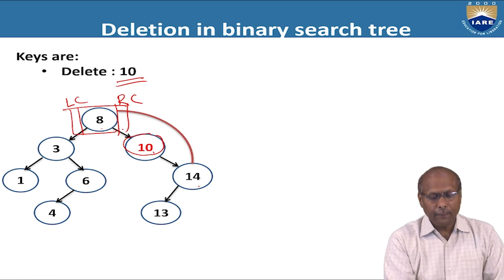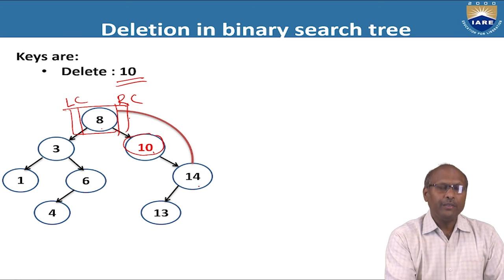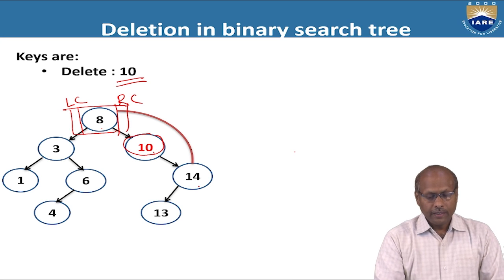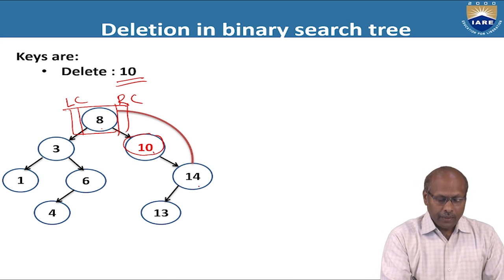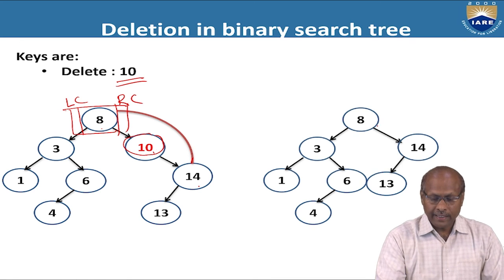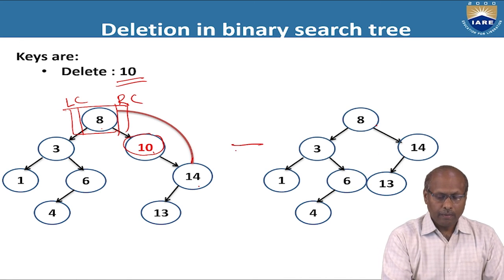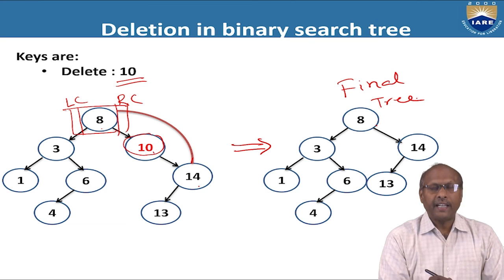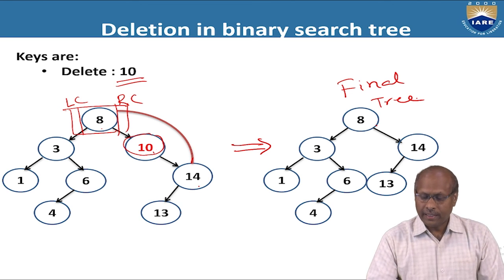As 10 is the right child of 8, you have to assign the right child. So this way you are assigning. Fine. So after deleting 10, the 14 will be assigned to 8. Yeah, 14 is assigned to 8. So this is the final tree after deleting 10. So this is the way you can delete this.